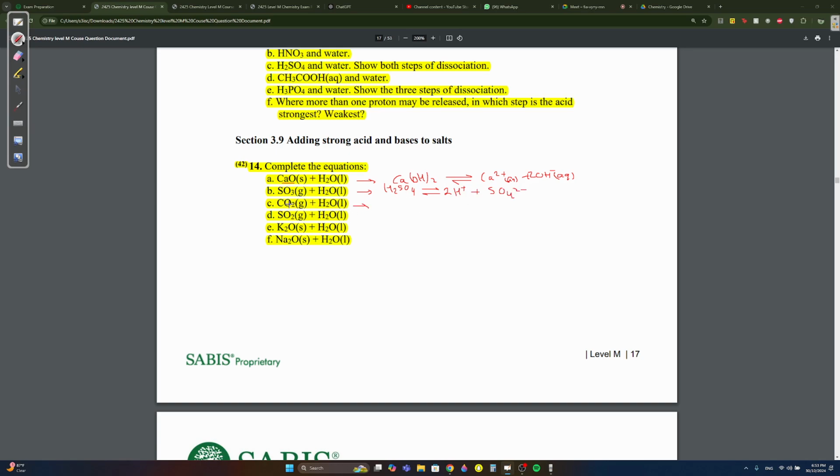CO2 plus H2O. Change it to an acid. What's the acid? It's H2CO3. It's a weak acid. I think, yeah, it's a weak acid. So you're going to get a double arrow, 2H+ and CO3 2-.